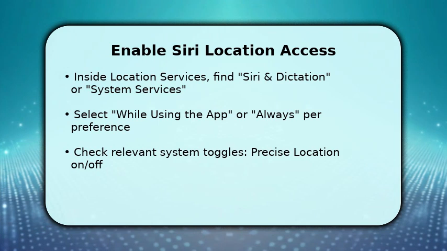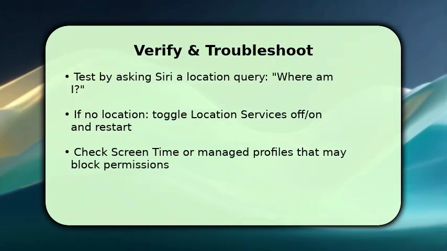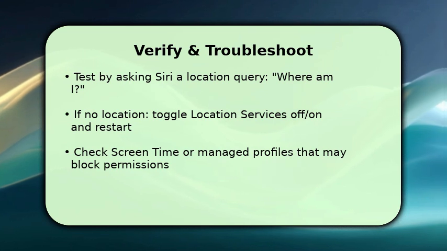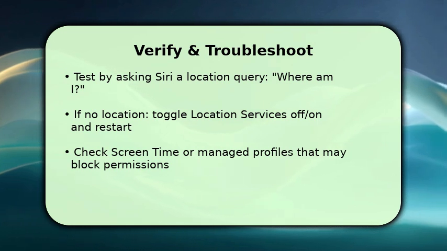To finish, test Siri with a clear location request like "Where am I?" If Siri can't access location, toggle Location Services off and back on, then restart the device. That often clears cached permission issues.